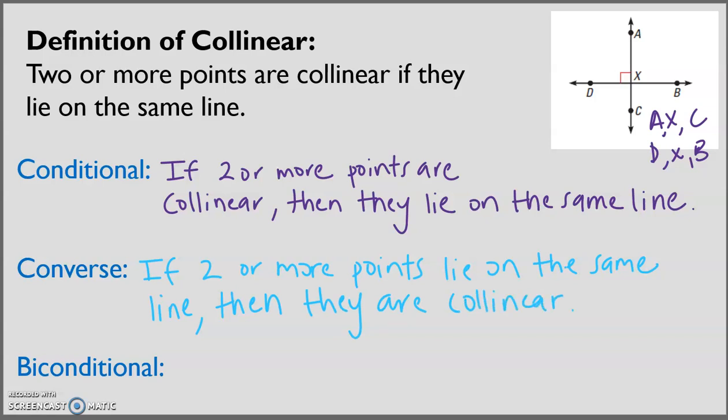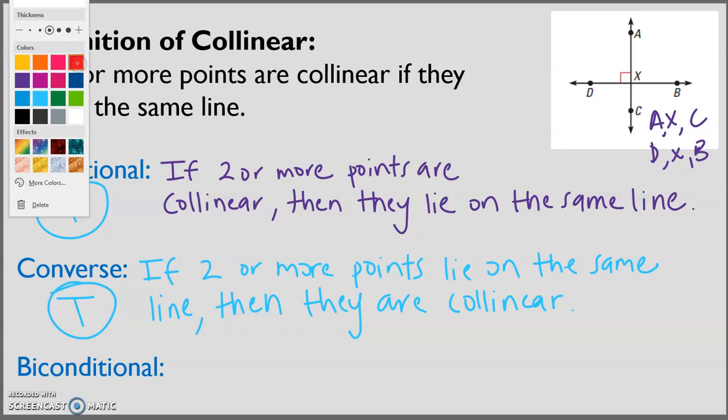Now let's assess the truth value of both of these statements. The conditional statement is true, right? By definition, this is true. The converse of the statement is also true by definition. So, if the argument works in both directions, then the statement is biconditional. So we can write it as this.